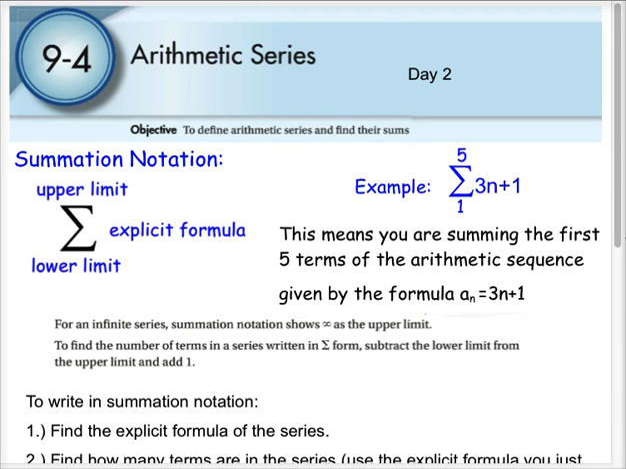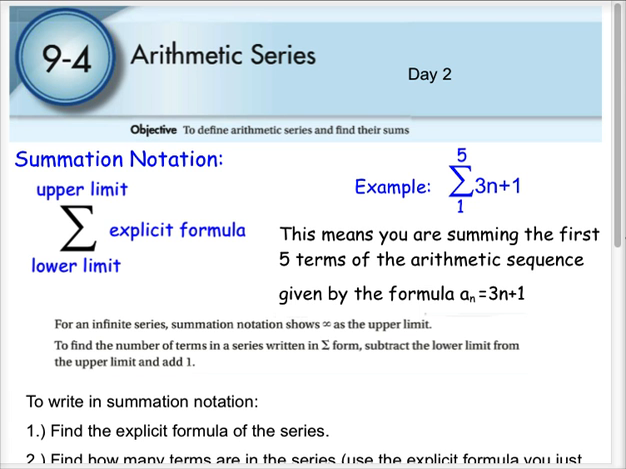So we're talking about series. Rather than writing out every single term, it's often easier to use what's called summation notation. So we're going to learn, first of all, what the summation notation is, and then how to use it to still find the summation of these arithmetic sequences.